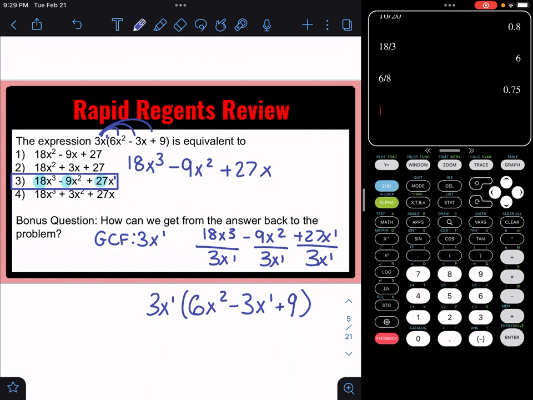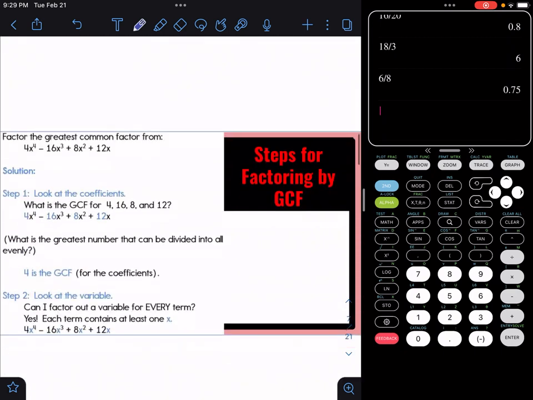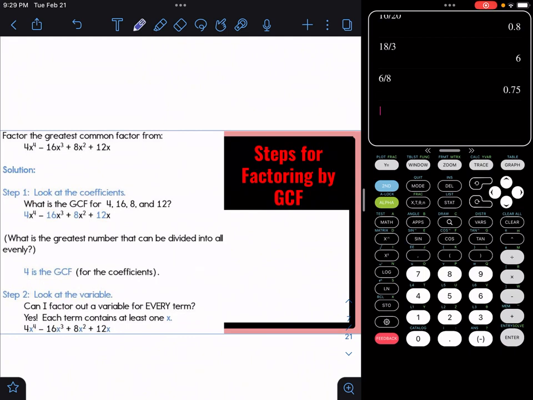So in past units, we were learning how to multiply. Now we're going to learn how to factor, which lets us do the opposite. So steps for factoring by the GCF. First step is to look at the coefficients and decide what our GCF is for the coefficients. So if I have 4, 16, 8, and 12, our GCF would be 4.